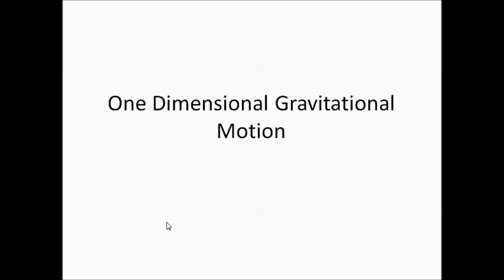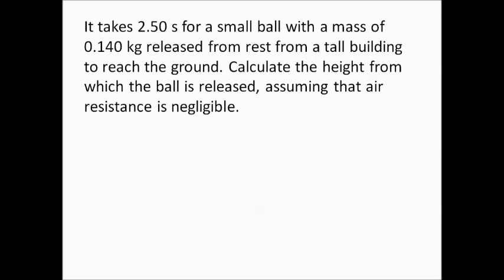One-dimensional gravitational motion. It takes 2.5 seconds for a small ball with a mass of 0.14 kilograms, released from rest from a tall building, to reach the ground. Calculate the height from which the ball is released, assuming that air resistance is negligible.